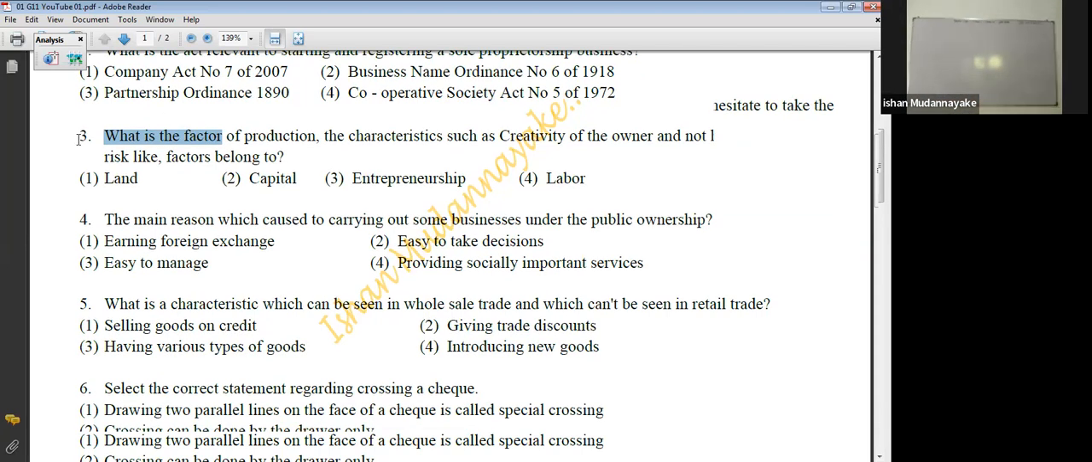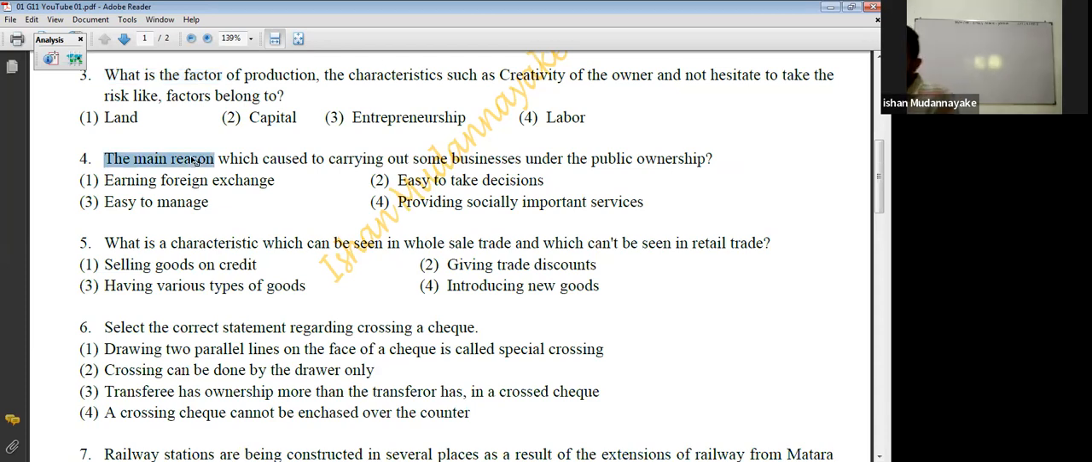Right. Look at the fourth one. The main reason for carrying out some businesses under public ownership. Some business organizations are conducted under public ownership, under government ownership. The options: earning foreign exchange, easy to take decisions, easy to manage, providing socially important services. What's the answer? Providing socially important services. The fourth one is the answer.